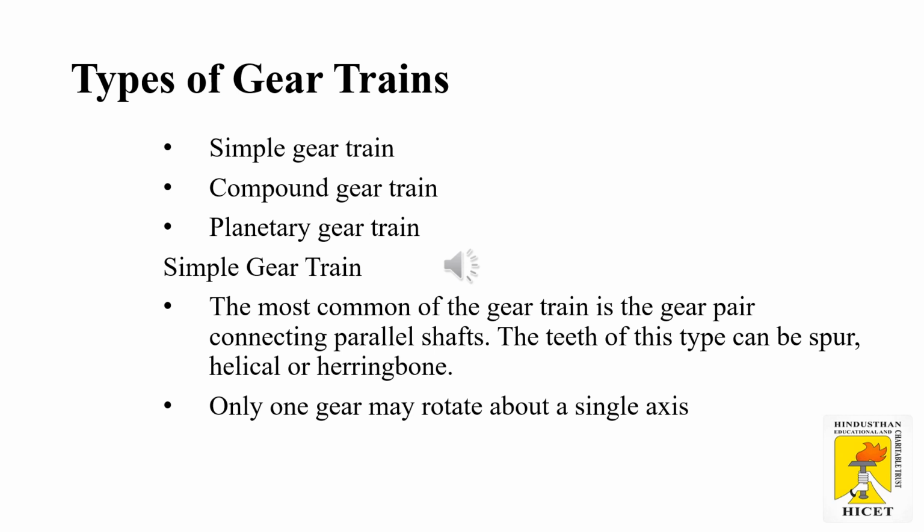The train value of this simple gear train can be given by the speed of the driving wheel to the speed of the driven wheel, which is equal to the ratio of the diameter of the driven gear to the diameter of the driving gear.